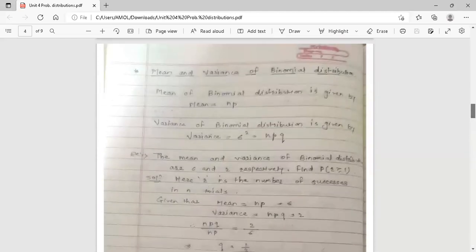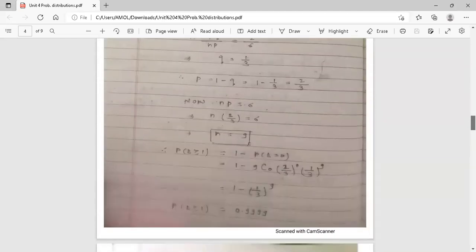So these are the examples on binomial distribution we have discussed today. Any other topic, binomial distribution is over.